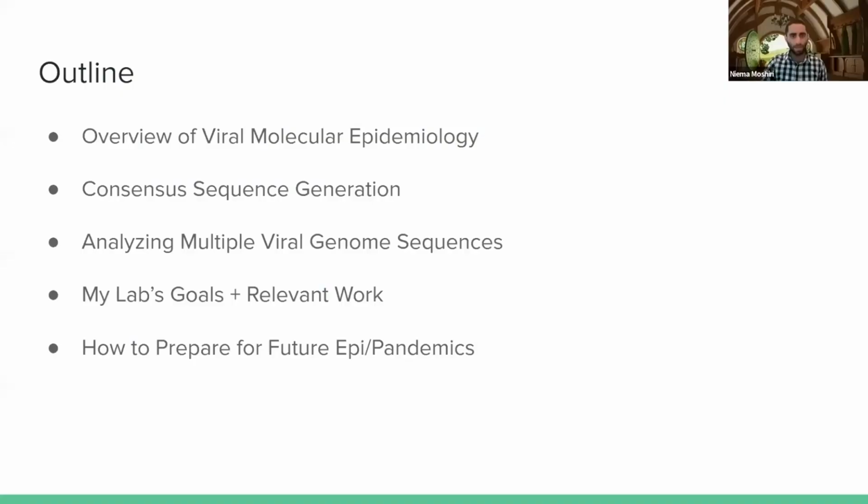Cool. So yeah, here's just a general outline of today's talk. Basically, I'm going to start by giving a broad overview of what viral molecular epidemiology is. Then I'm going to talk about consensus sequence generation, which is one of the first steps in modern viral molecular epi. Then, once you do this consensus sequence generation for a bunch of different samples and you've collected all these viral genomes, what do you actually do with them? Then I'm going to end by talking about my lab's goals and the relevant work.